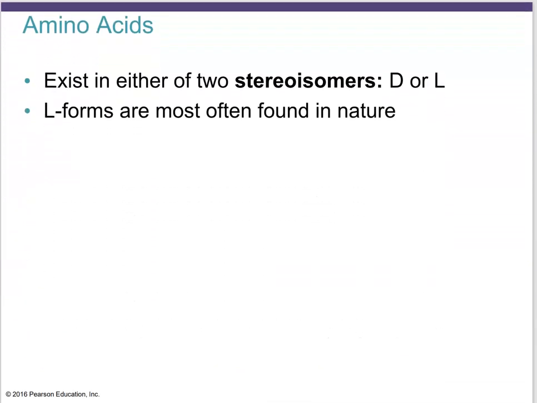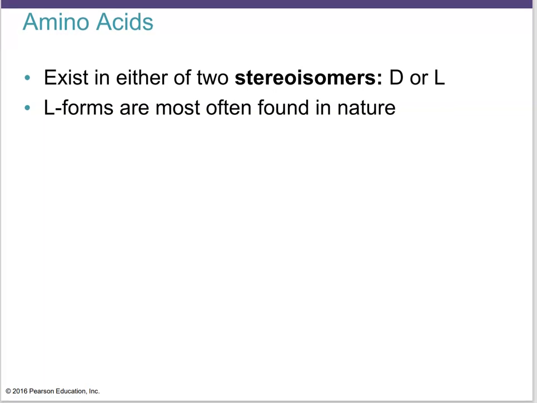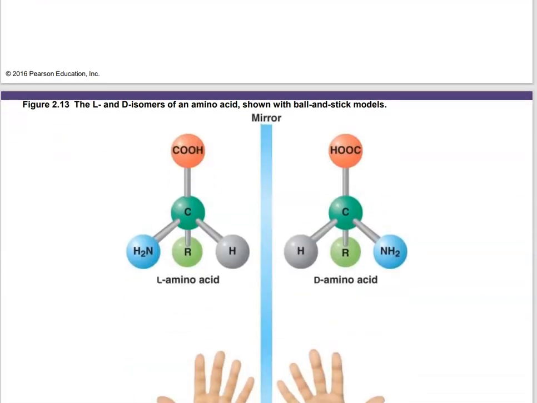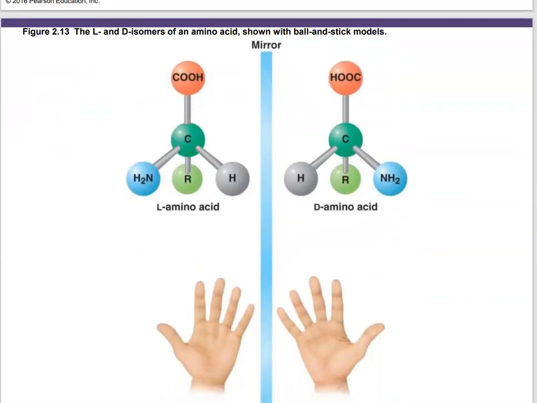Amino acids have another little trick to them. Like many carbohydrates, they come in stereoisomers. They have a right-handed and a left-handed version. And interestingly, with the carbohydrates, it's the D version that's biologically active. With the amino acids, it's the L forms that are found in nature, biologically active, and incorporated into those proteins.